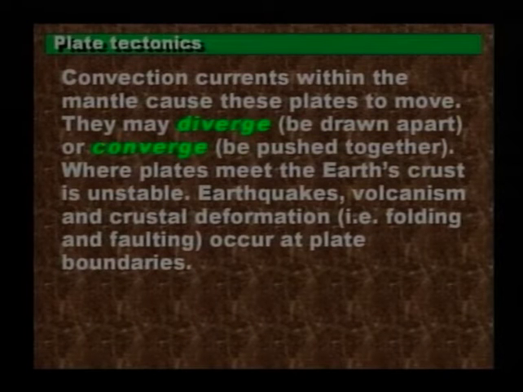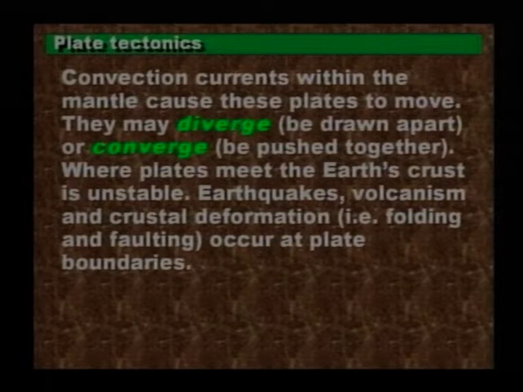The movement of plates will see us look at when plates are drawn apart. And when plates are drawn apart, the term that we use to describe that movement is divergence. Or when plates move towards each other, the term we use to describe that movement is convergence. Where plates meet, when they are moving either away from each other or towards each other, or when they are sliding past each other, the Earth's crust is unstable, and that's important.